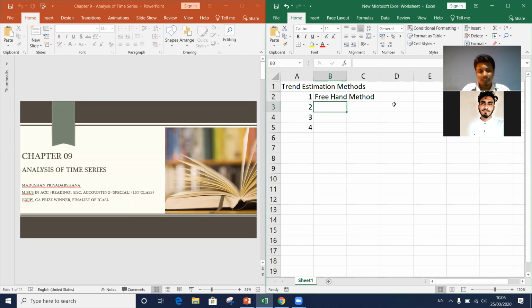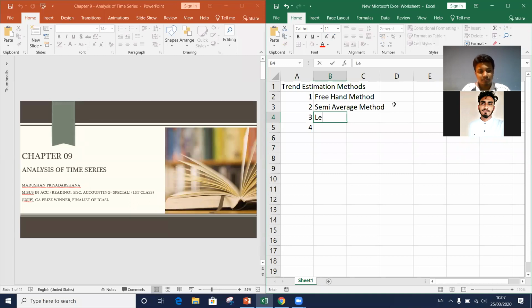And the second method we discussed was semi-average method. Under semi-average method, we divided our total observations into 2 groups, and for each group we calculated the average. Then we found 2 points to be plotted on our diagram, and we can draw the trend line based on the semi-average method.